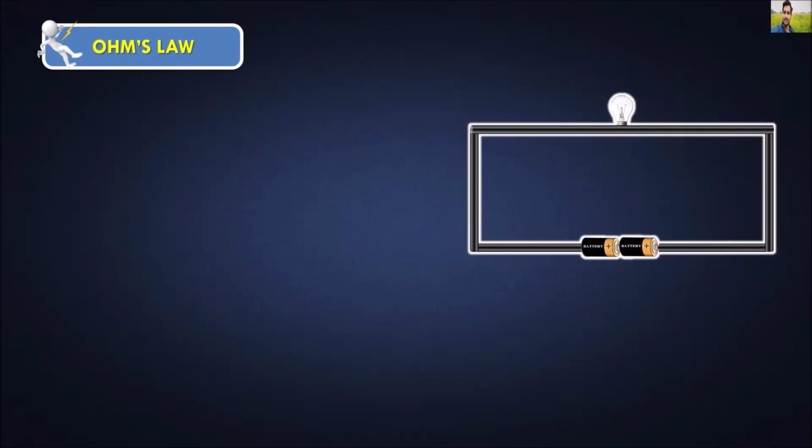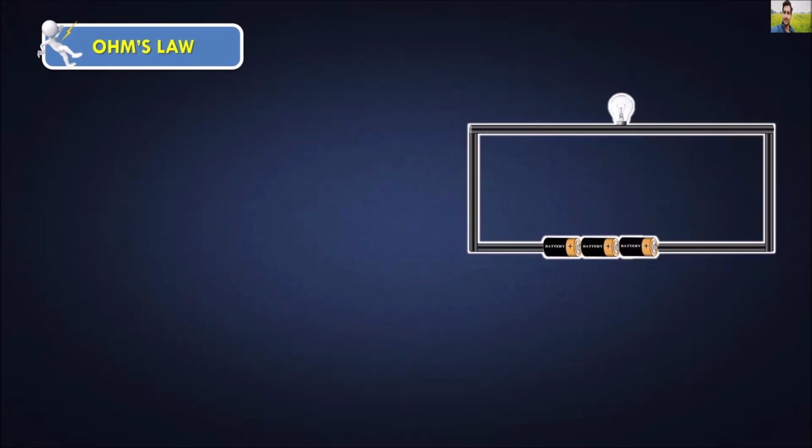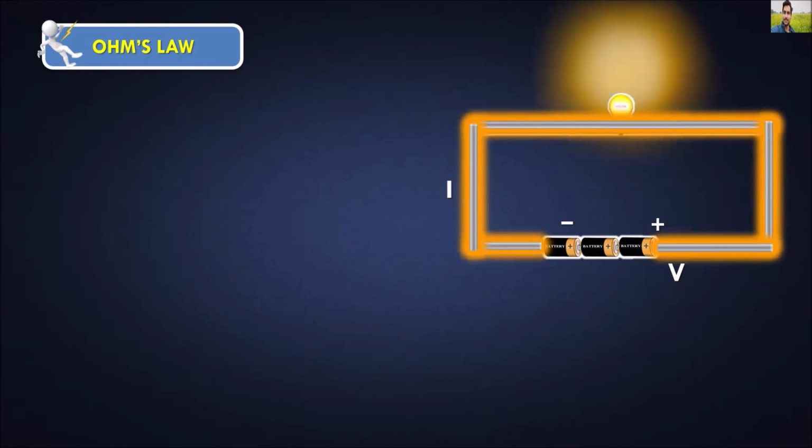Now we add one more cell. Due to potential difference, electric current I will be induced in this circuit, and this time the bulb glows more brightly. Now we add 3 cells. Due to this, potential difference increases, hence electric current also increases, and this time the bulb is glowing even more brightly, right?